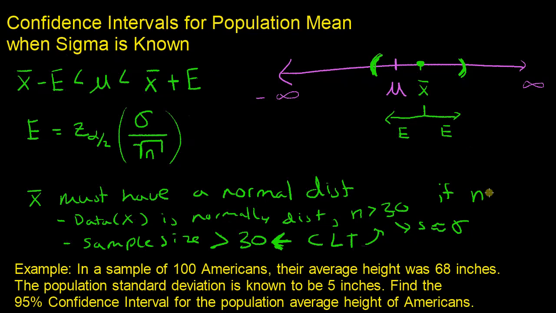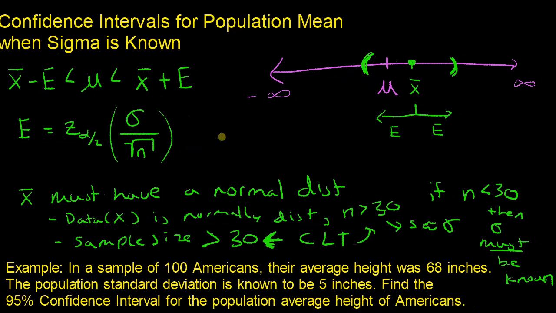But if the sample size is small, less than 30, then the data must be normally distributed in order to use this formula. And if the sample size is small, then sigma must be known. And why must it be known? Well, because sigma is involved in this equation for E.